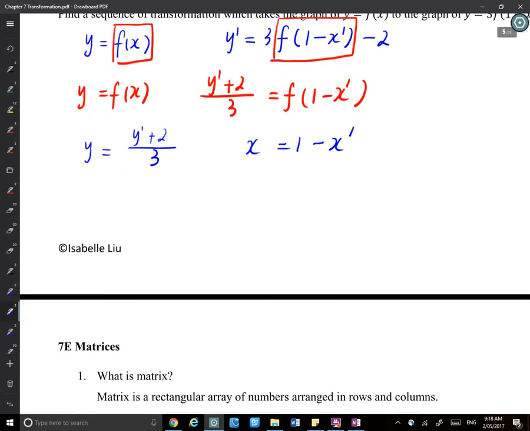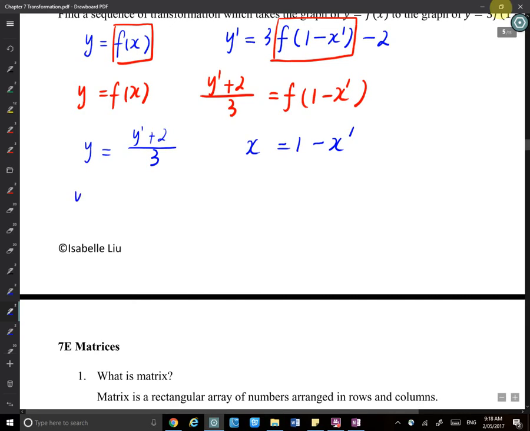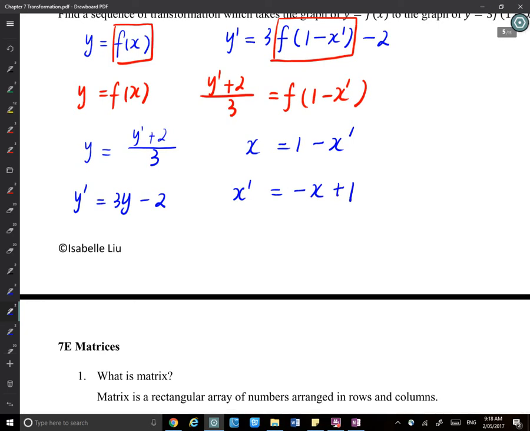Again, you need x', y' to be the subject. So y' equals 3y minus 2. And x' equals minus x plus 1. Move x' to the right and x to the left, so x' equals minus x plus 1.